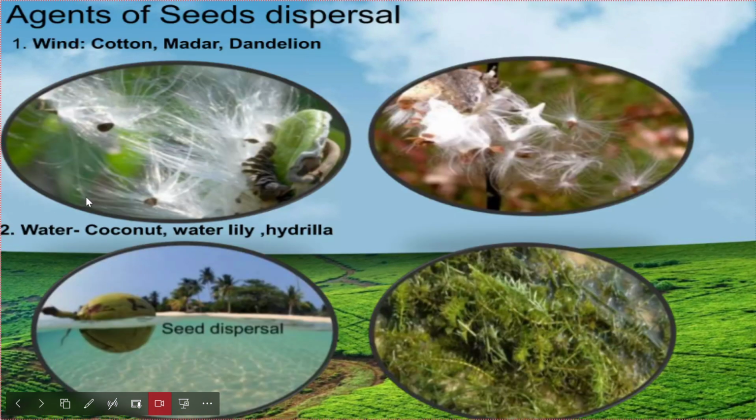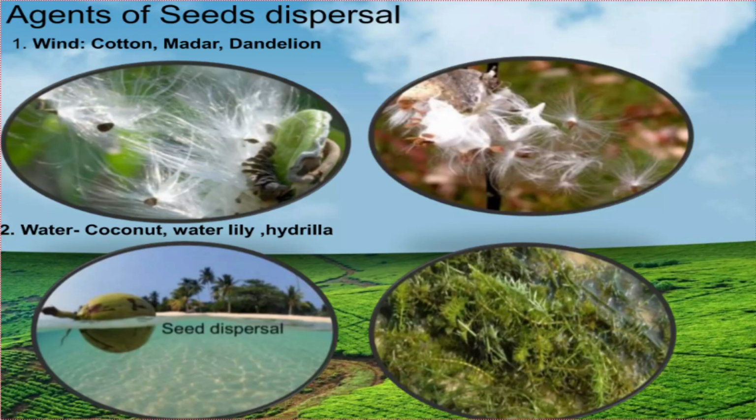Agents of seed dispersal. First, wind. Now, usually the seeds that are dispersed by wind are light in weight. For example, cotton, maple, dandelion, etc.